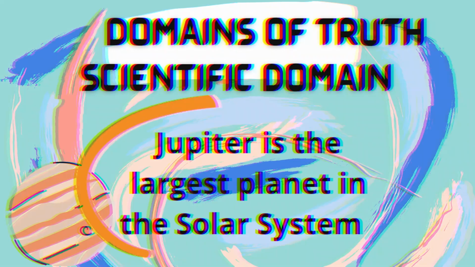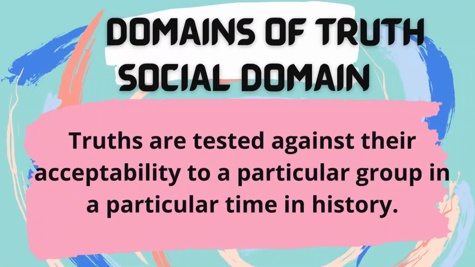Now, for the second justification of truth, we have here the social domain. So, what is social domain ba? Ano ba social domain? When we say social domain, truths are tested against their acceptability to a particular group in a particular time in history. Okay? So, ibig sabihin ng social domain, kapag accepted by majority or society over a period of time, at karamihan sa atin ay pinaniniwalaan ang isang statement na ito, isang bagay na ito, dahil matagal na rin po itong ginagamit. Therefore, we consider the statement is truth.